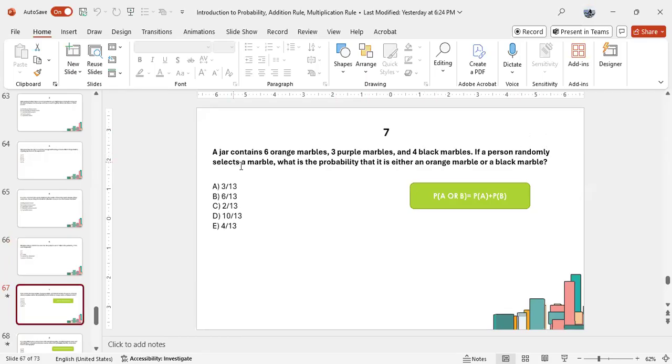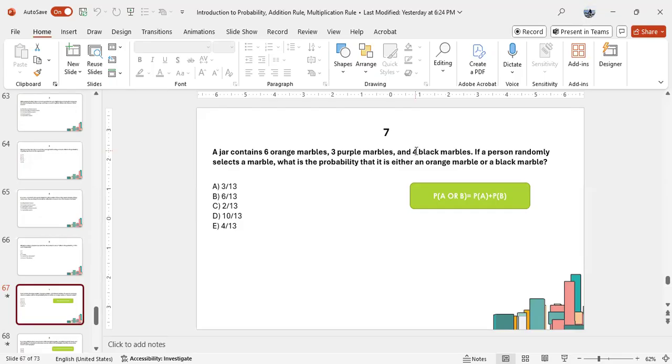If a person randomly selects a marble, what is the probability that it is either an orange marble or a black marble? A 3 by 13, B 6 by 13, C 2 by 13, D 10 by 13, or E 4 by 13. You can apply this simple addition formula, addition rule number 1. We have to calculate the probability of orange marble and black marbles. There are 6 orange and 4 black marbles.